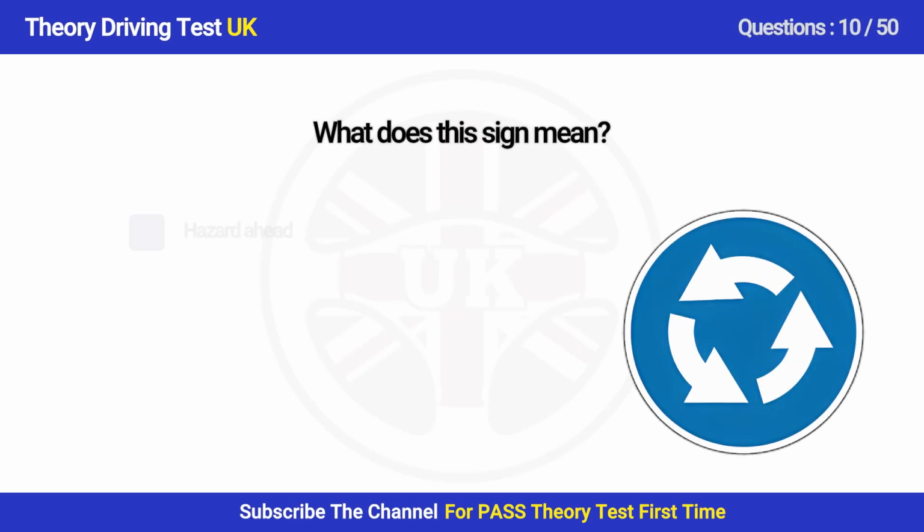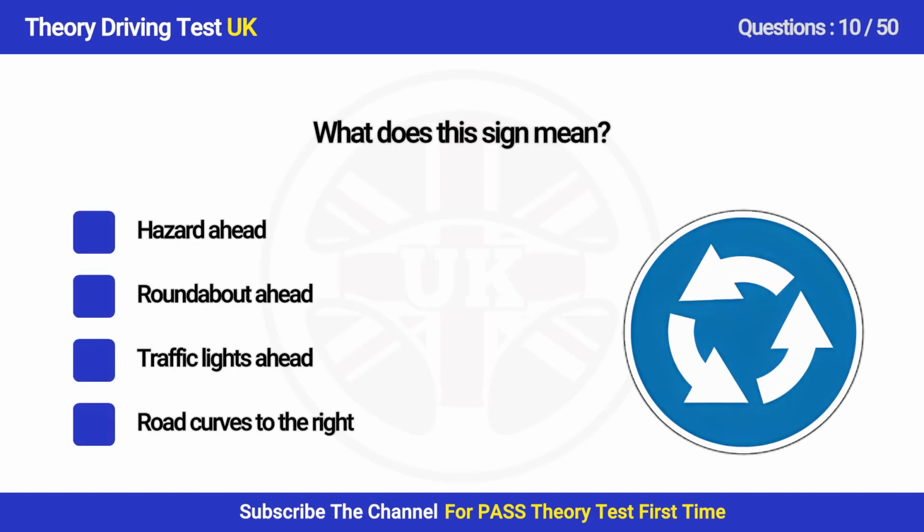Question 10. What does this sign mean? A. Hazard ahead. B. Roundabout ahead. C. Traffic lights ahead. D. Road curves to the right.